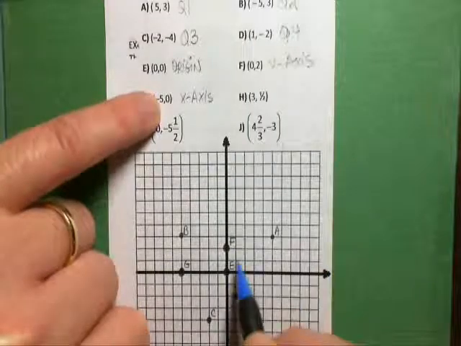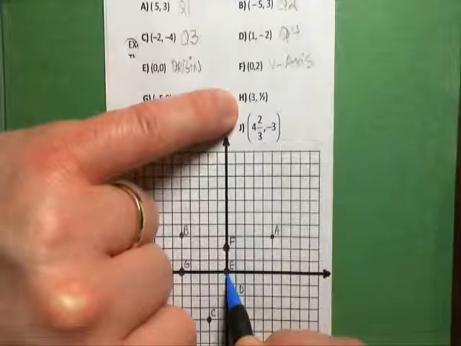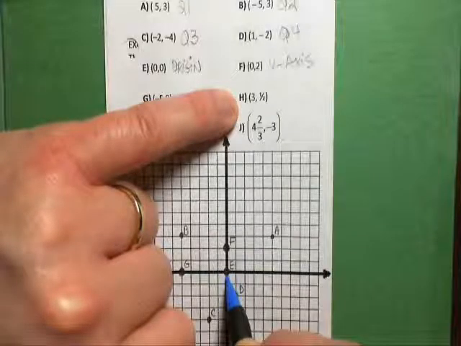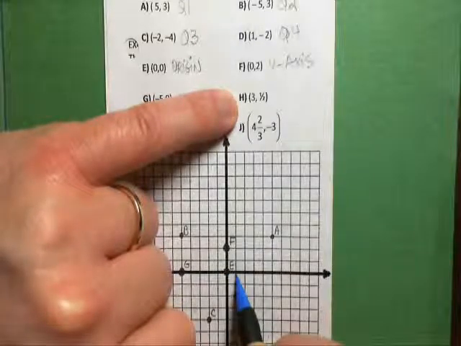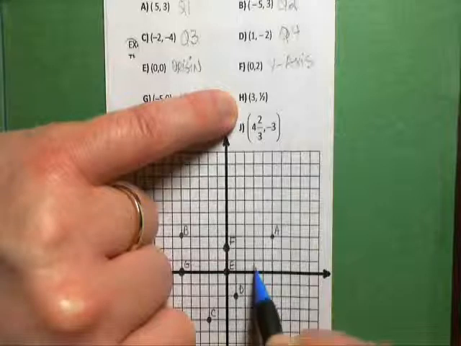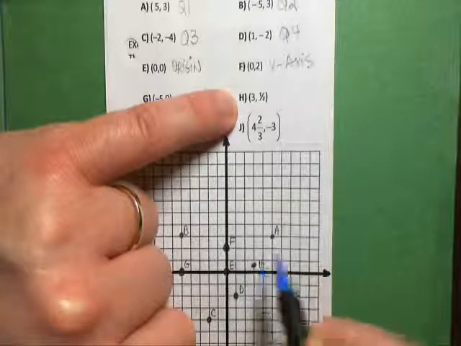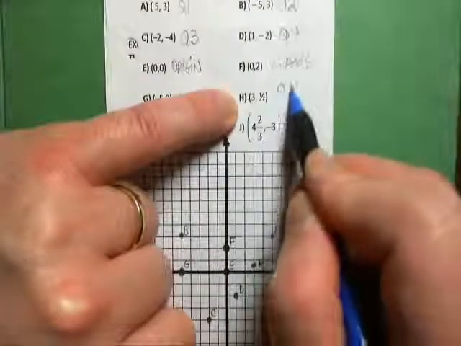Very well. The next one is going to be 3 and 1/2, and 1/2. So we're going to go to the right 3. 1, 2, 3, and then we're going to go up half, which means half a square. So it'll be right there. This would be letter H, and that will be in quadrant number 1.